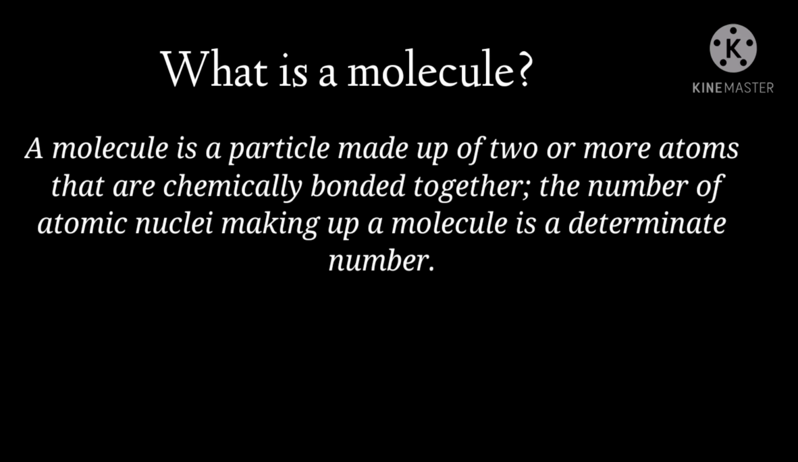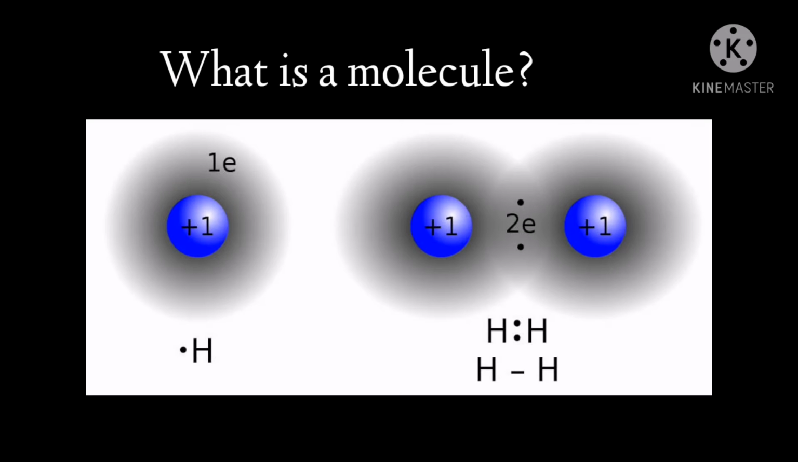What is a molecule? A molecule is a particle made up of two or more atoms that are chemically bonded together. The number of atomic nuclei making up a molecule is a determinate number. For example, this is a hydrogen atom, and two hydrogen atoms make a hydrogen molecule.